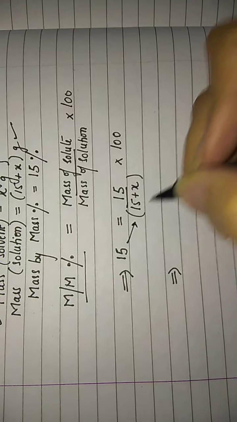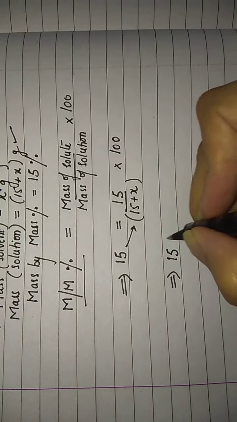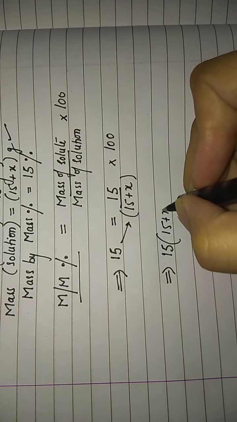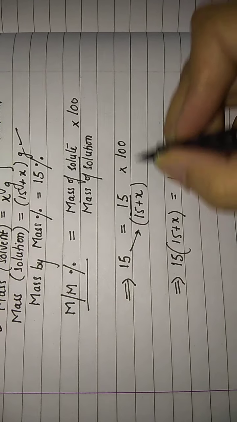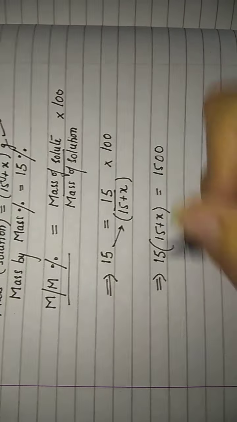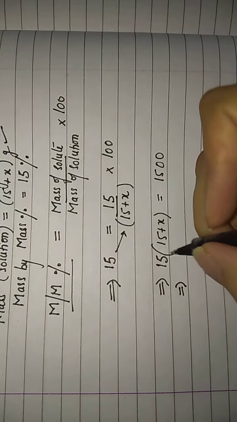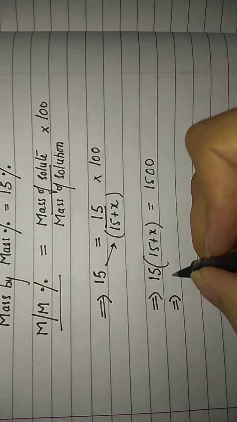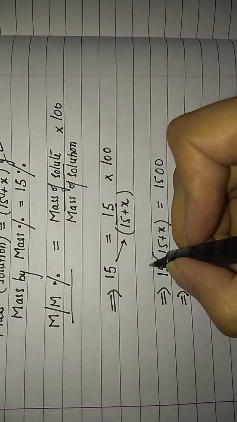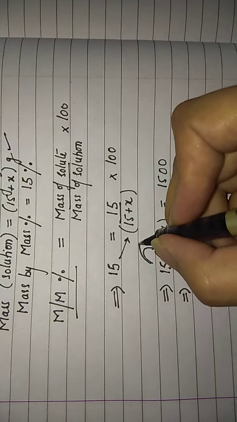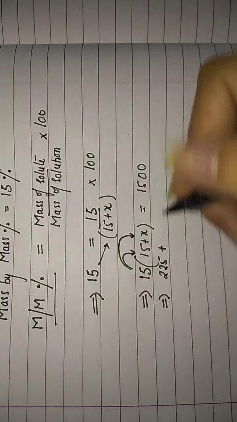I will cross multiply. So this 15 plus x will come on this side and it will get multiplied by 15. And on the right hand side I am left with 15 into 100, which is equal to 1500. I am writing it directly. So this will be equal to 225 plus, you must be knowing this in mathematics, this will be multiplied by this, and with this we will follow the distributive property here.